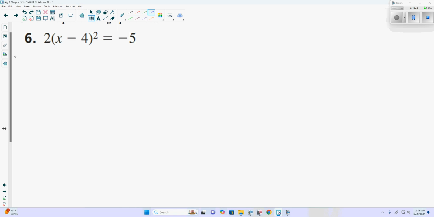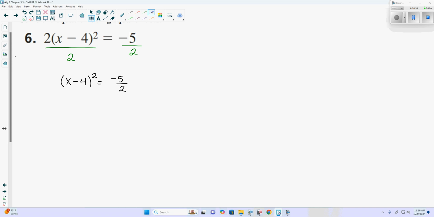Two times x minus 4 squared is equal to negative 5. Since we do have a set of parentheses being squared, there's no variable other than that. We would divide both sides by 2. And that would get us x minus 4 squared is equal to negative 5 halves. Is the term being squared by itself.